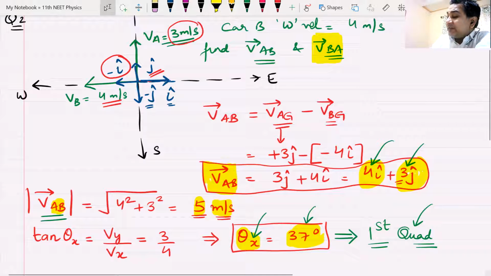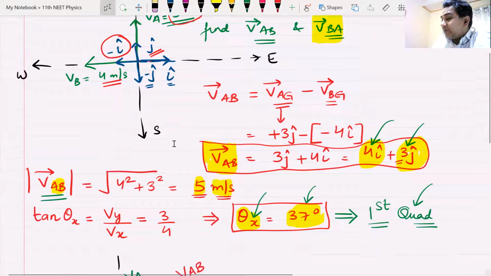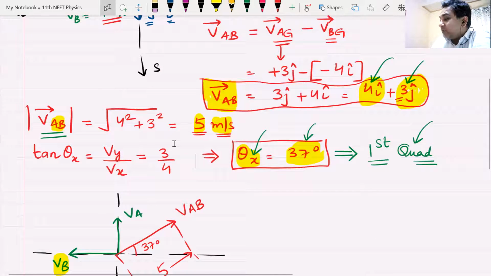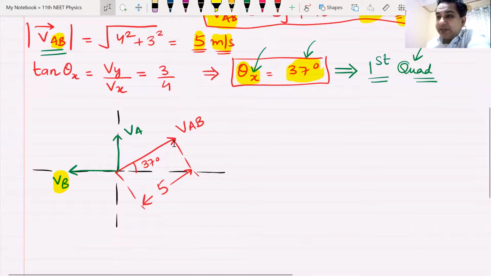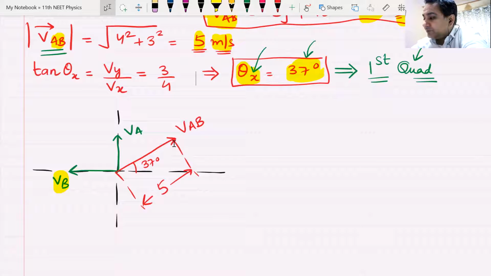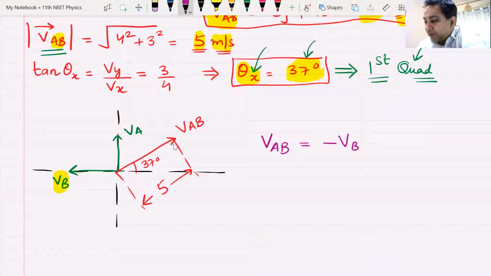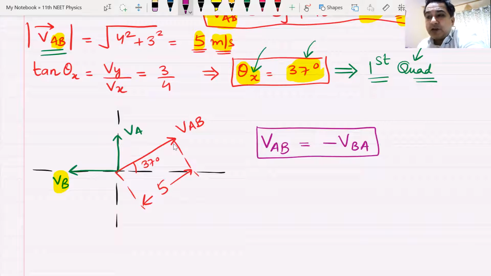Does anyone remember the relation between velocity of A with respect to B and velocity of B with respect to A? Velocity of A with respect to B is equal to negative of velocity of B with respect to A. Do we remember this? They are opposite of each other. Yes, Abhiram, now you are correct.